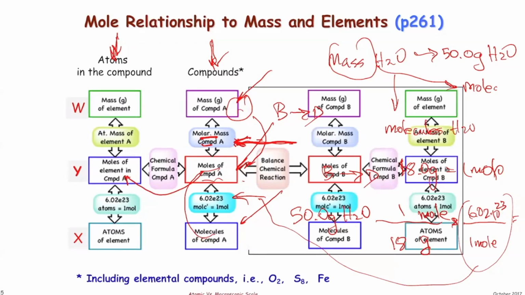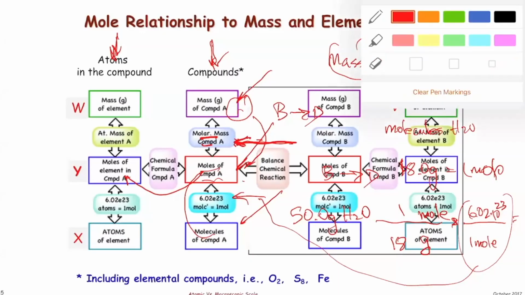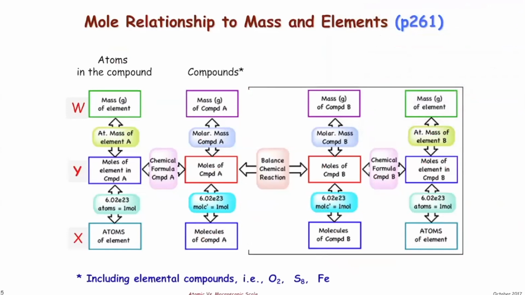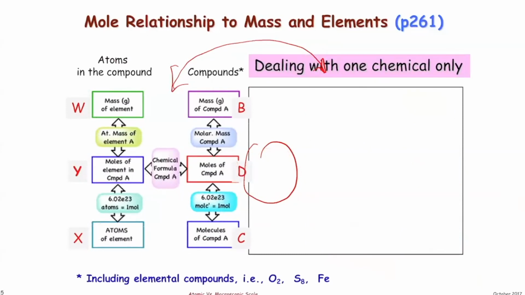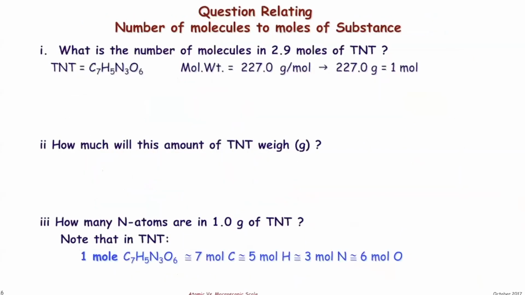So let's take a look at this question. This right here is more complicated, of course, but this is what you guys are going to learn once you start doing stoichiometry. This right here is the balanced equation. That's why you need a balanced equation. But let me do an example so that you can see how easy this is. Let's take a look at this. What is the number of molecules of 2.9 moles of TNT? So that's the question. You have 2.9 moles of TNT.